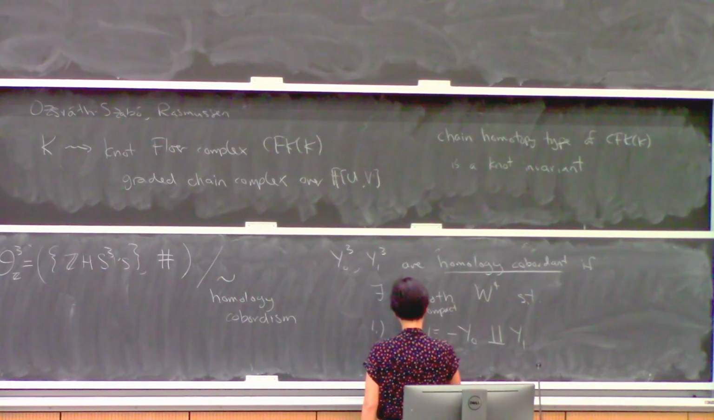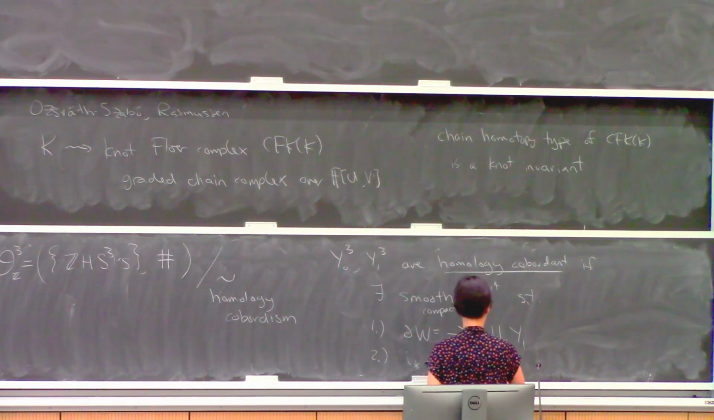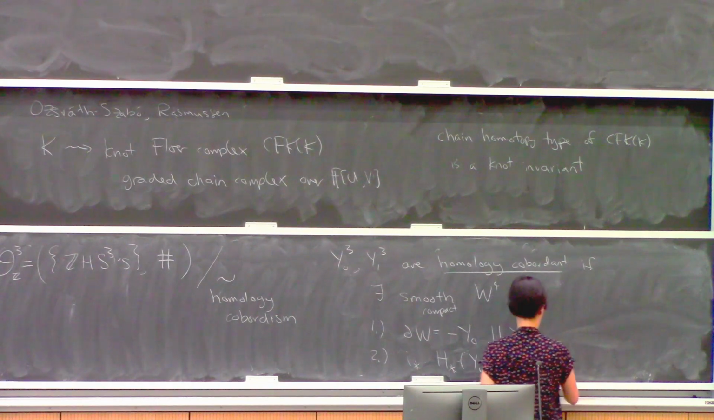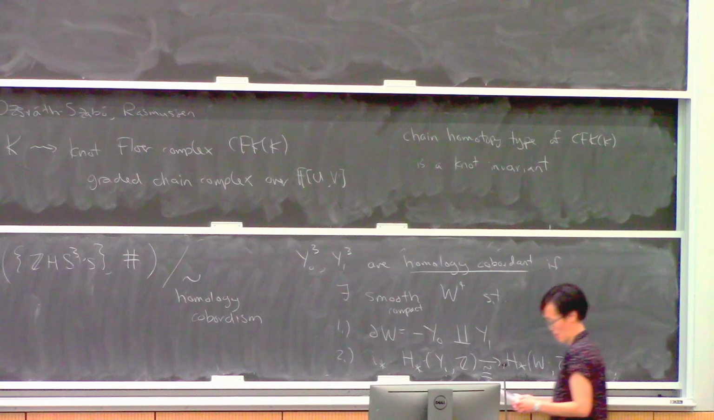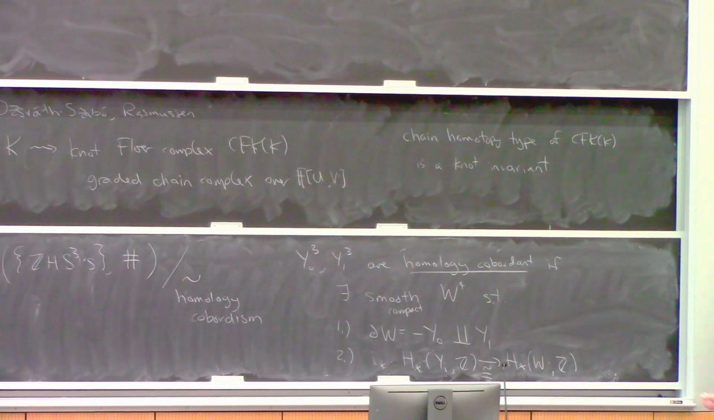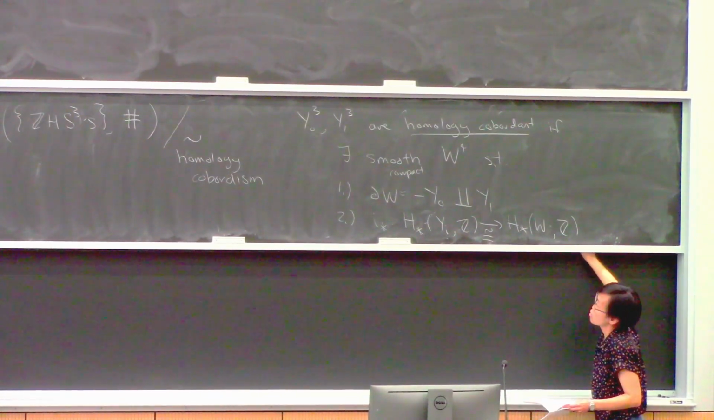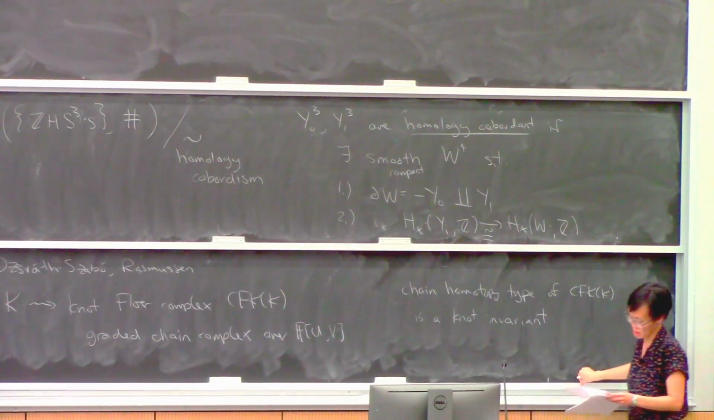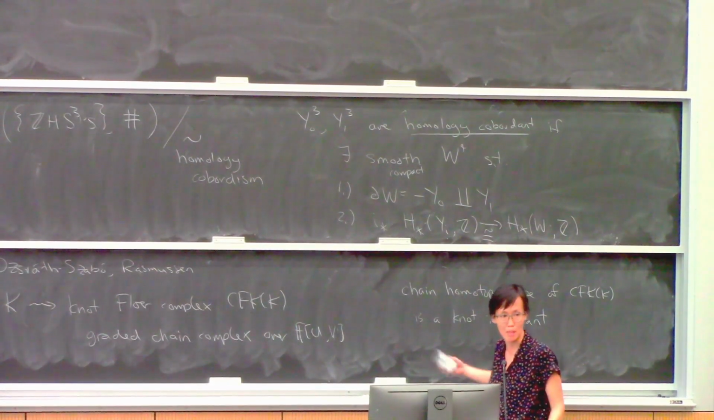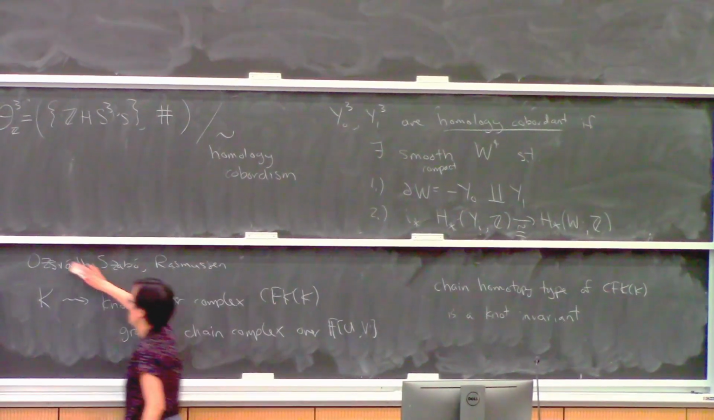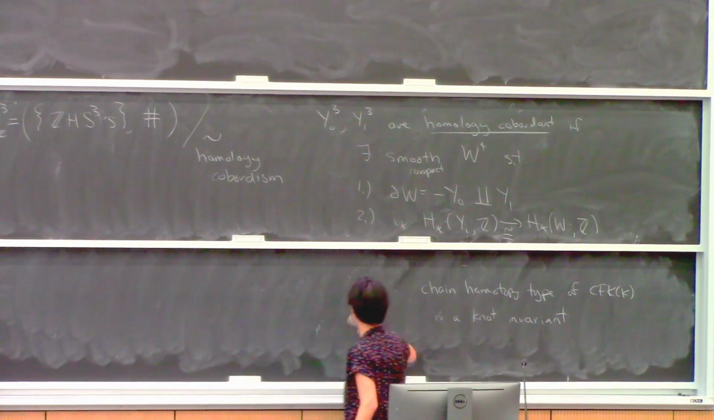So one way of saying that is if you look at the map induced by inclusion on first homology, on the level of homology, W looks like a product. So one example of a homology cobordism is just for W to actually be the product. So an example of a homology cobordism is you take W to be Y cross I.